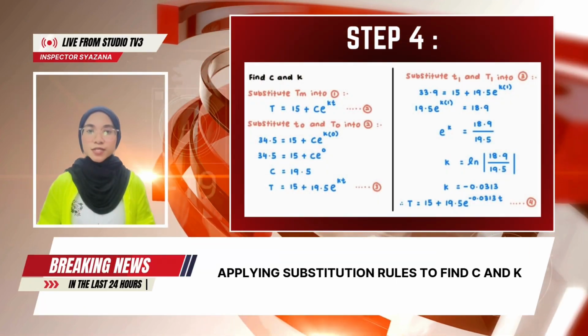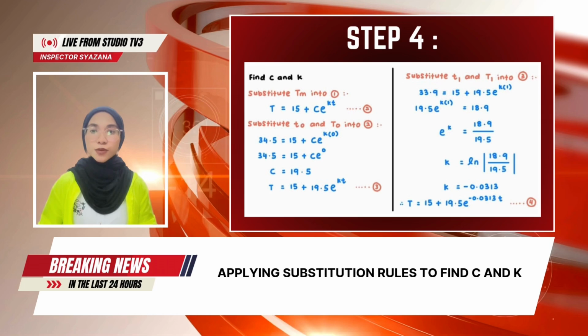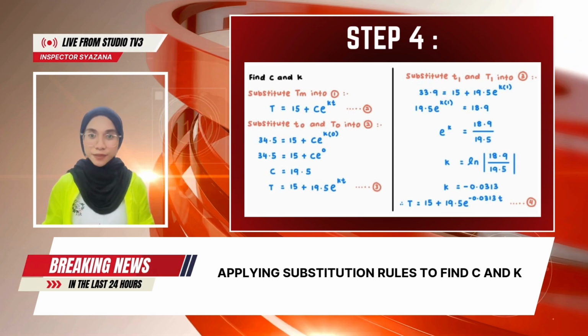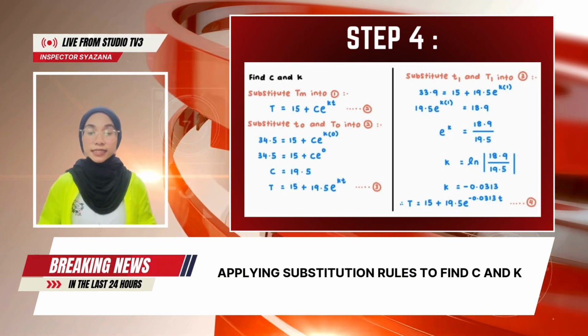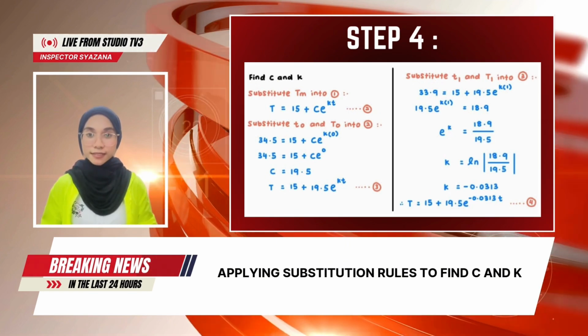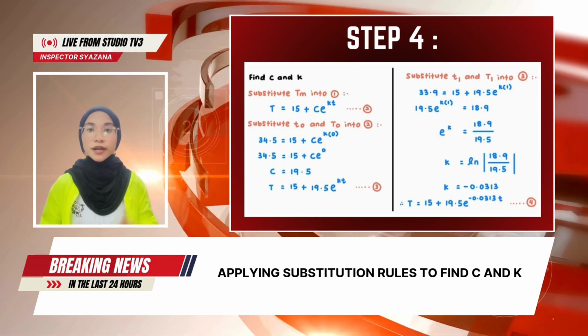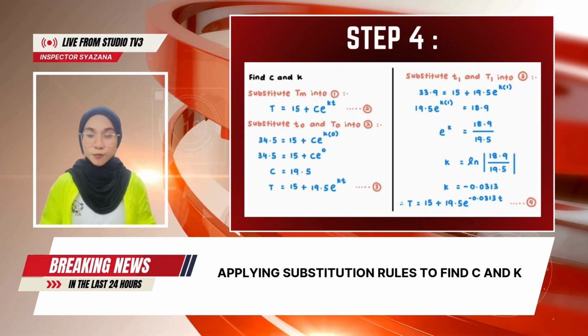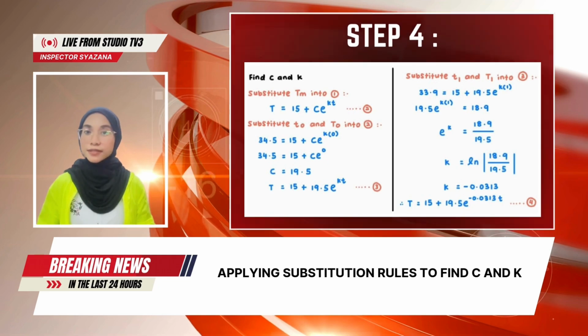Last but not least, kita juga ada apply substitution rule in this case where we need to find C and k. At first, we need to substitute Tm as the room temperature and label it as 2. Next, we substitute pula duration awal mayat dijumpai iaitu 0 hour berserta suhunya 34.5 degrees Celsius, then we simplify until we got C and label it as 3. And lastly, we substitute pula duration akhir iaitu 1 hour berserta suhunya 33.9 degrees Celsius, then we simplify until we got k and label it as 4.